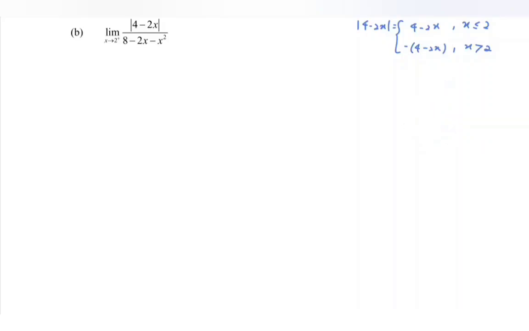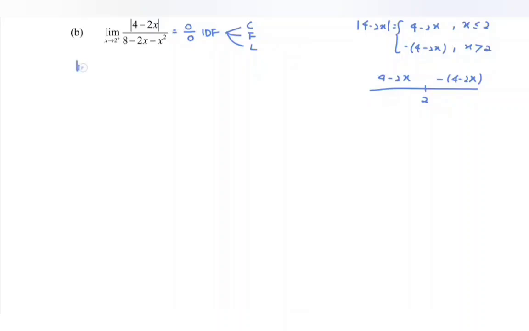So continue the situation. Illustrate the situation on a real number line. We have the 2. For x greater than 2, we have negative bracket 4 minus 2x. For x less than or equal to 2, we have 4 minus 2x. So continue. If we substitute the situation in here, we will have 0 over 0, an indeterminate form. The strategy will be to multiply by the conjugate, factorize, or long division. For this case, my suggestion would be to factorize the situation.